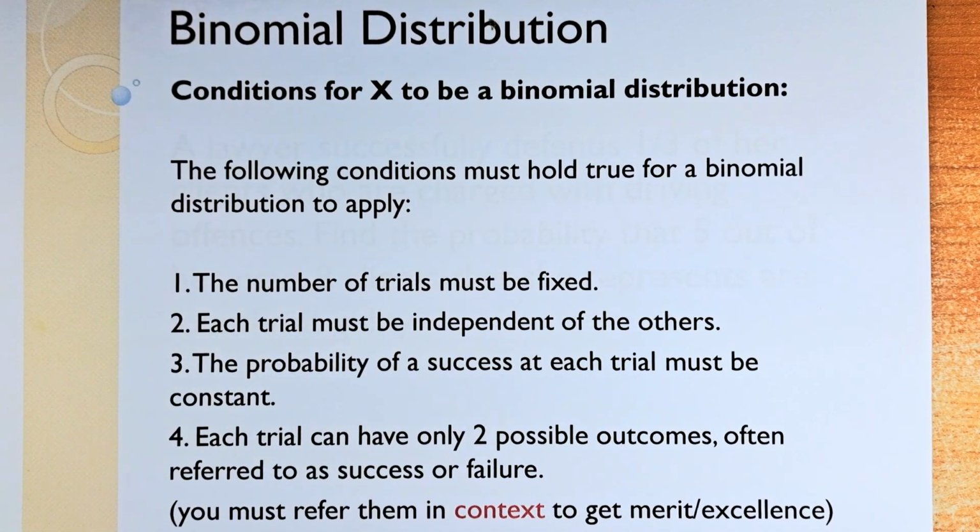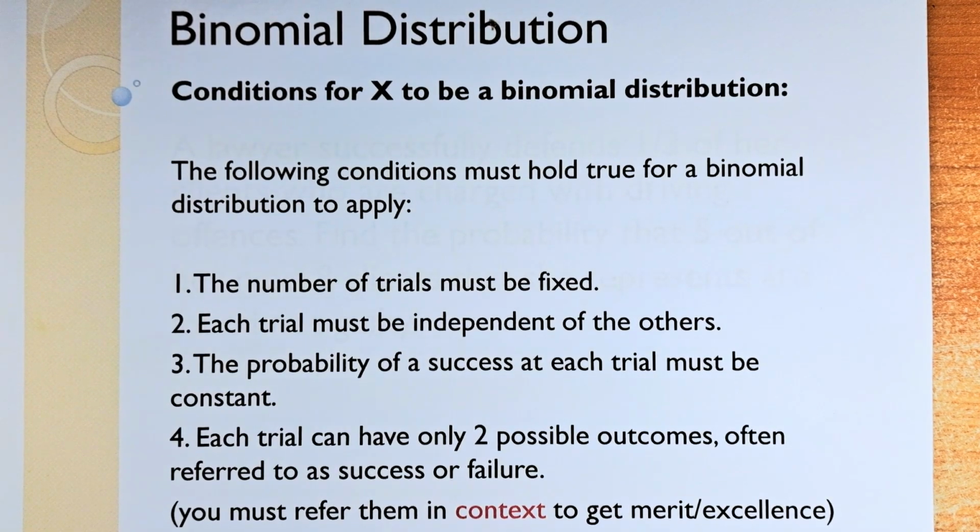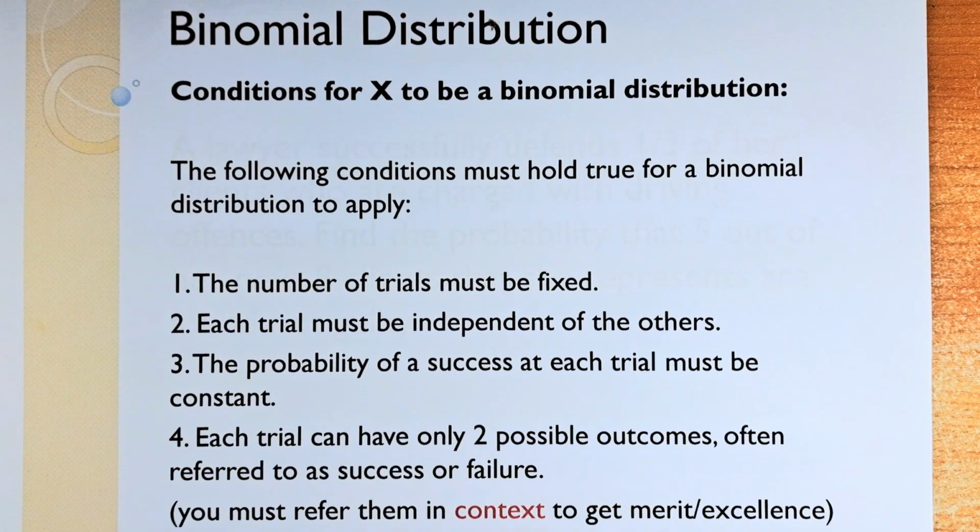If you want to get merit or excellent in this paper, please make sure you remember all these 4 conditions. First, it must have a fixed number of trials. Second, the trials must be independent of the others. Third, the probability of success at each trial must be constant. And last but not least, each trial can only have 2 possible outcomes, often referred to as success or failure.